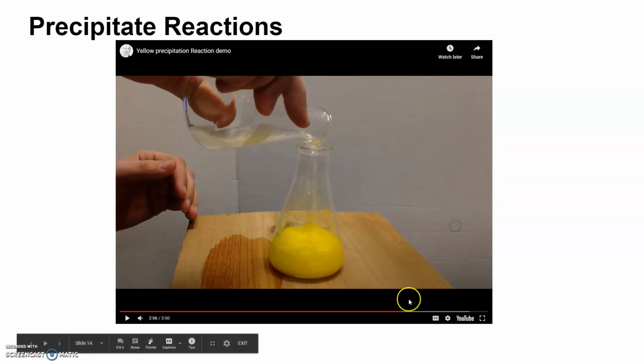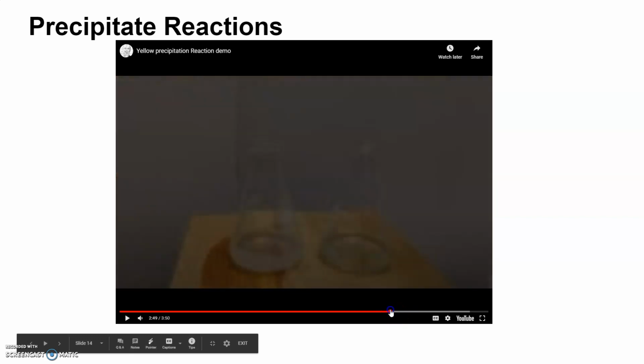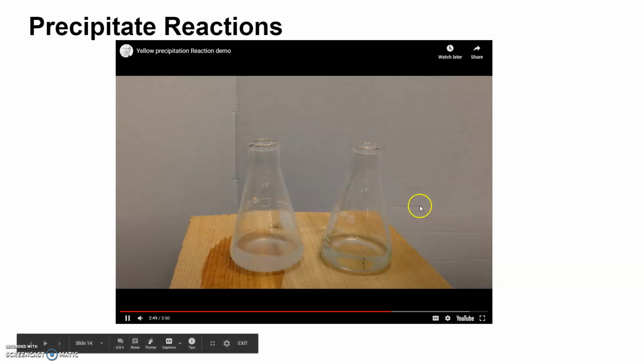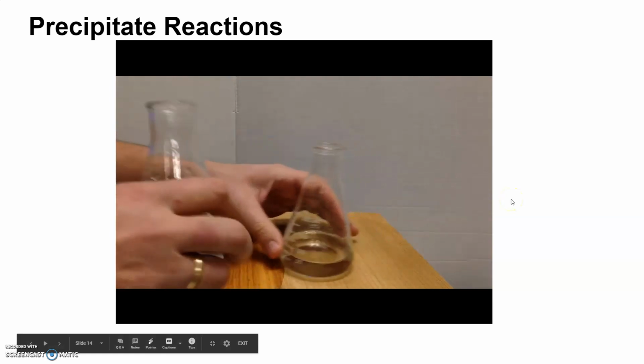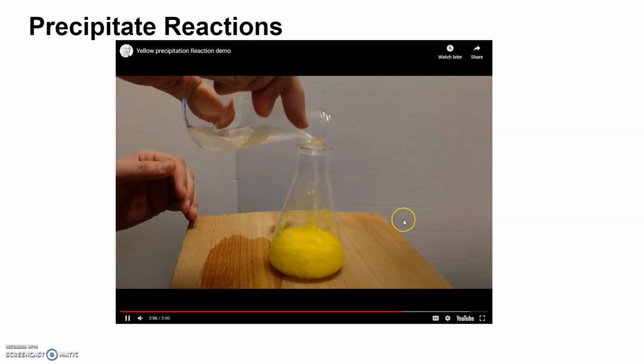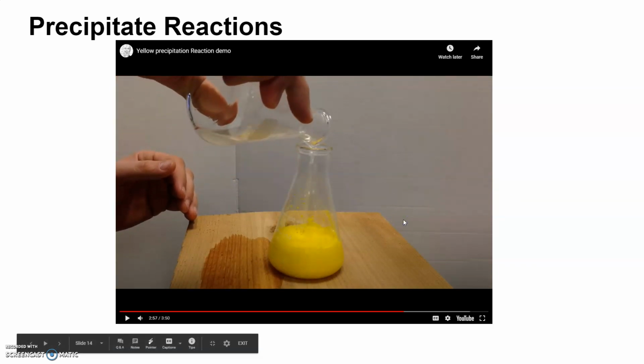Wow, let's take a look at that again. All right, so he starts off with two sort of clear, colorless solutions. And when he mixes them together, he forms a sort of cloudy yellow solution. That cloudy yellow solution is our precipitate.